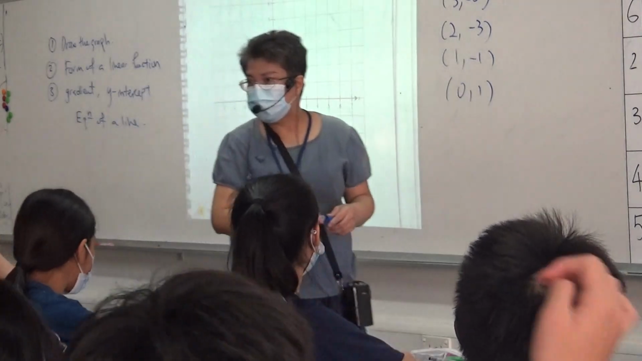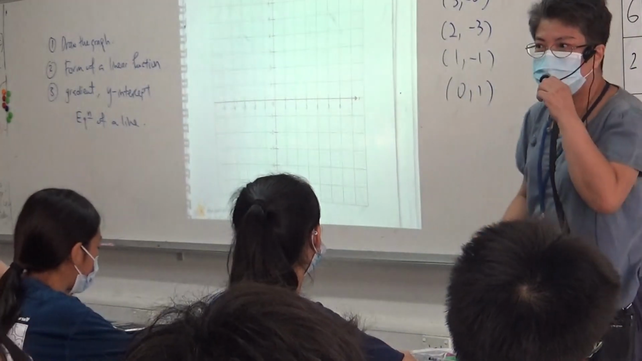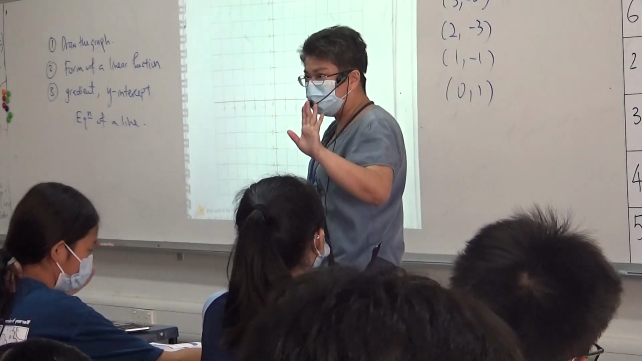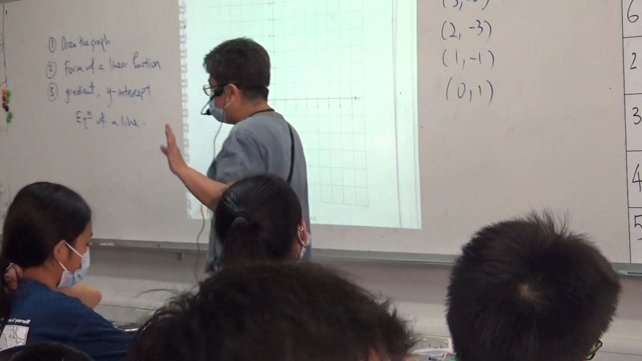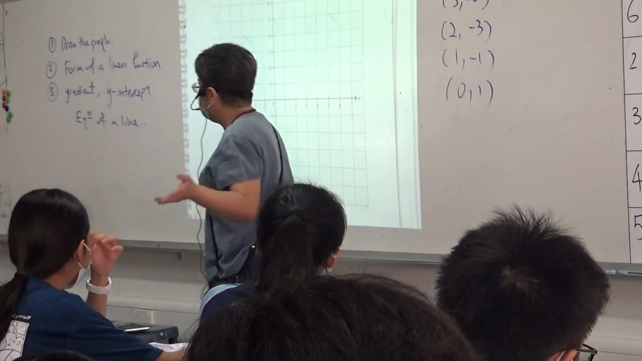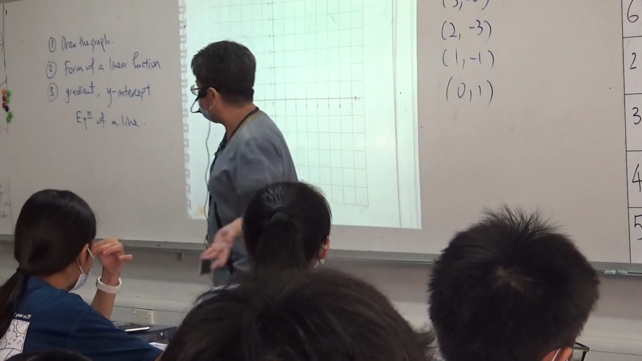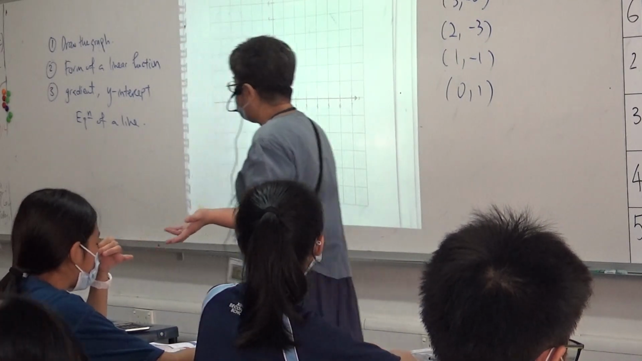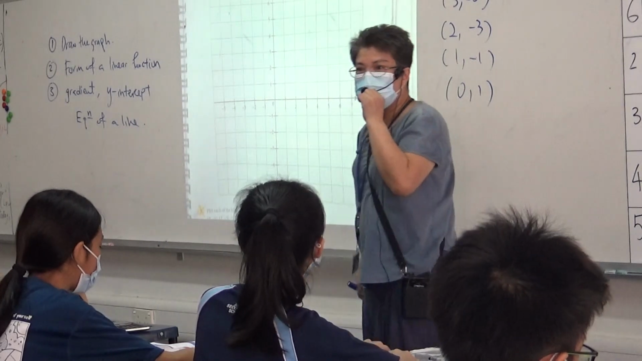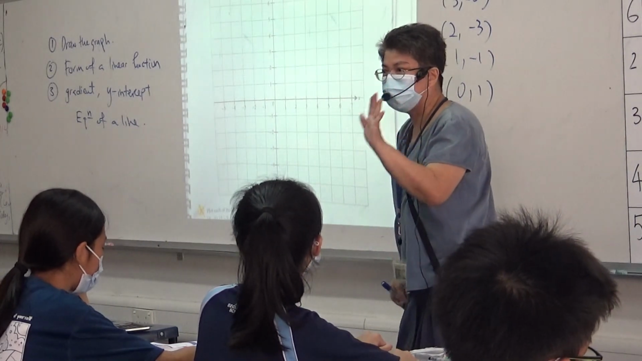Understand? This year we'll only do lines. Next year we'll do curves as well. So there are a few things that we must know: how to draw the graph, the form of a linear function, what the form is like, and the gradient, y-intercept, as well as the equation of the line. I will go through each and every one slowly so that you can understand what I'm saying.